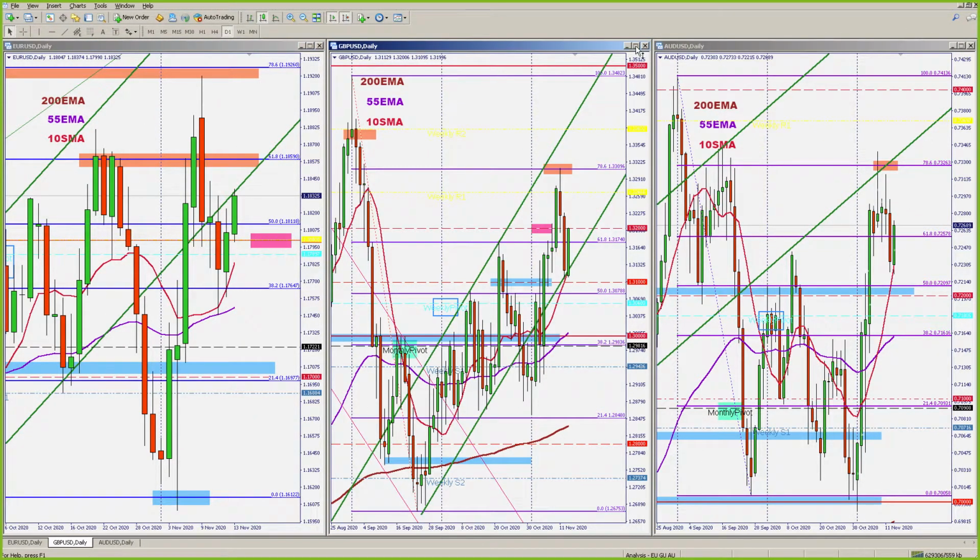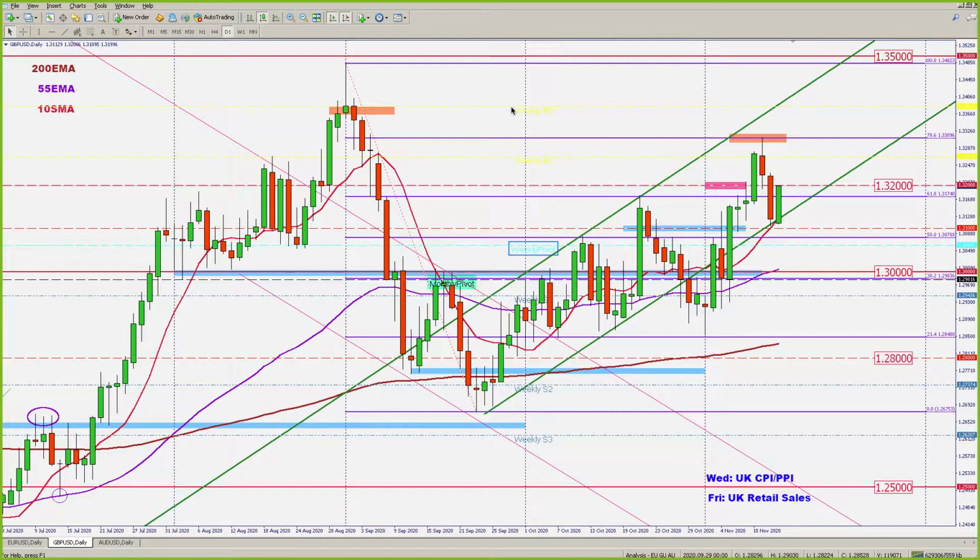And let's take a look at the cable. Similarly for cable, it managed to climb up higher through the middle of the week to reach the 78.6 pip retracement just above the 133, but then quickly gave it all back to test the lower channel where it found support, and still managed to recover on Friday back up to the 132 again. So this is going to be an intermediate resistance. Support is still at the 131 for now.